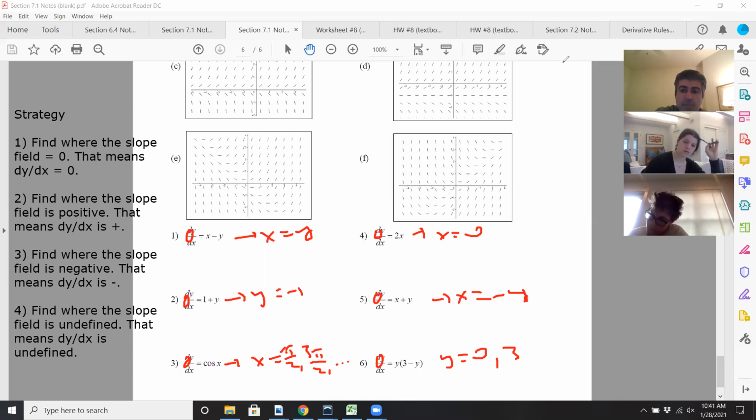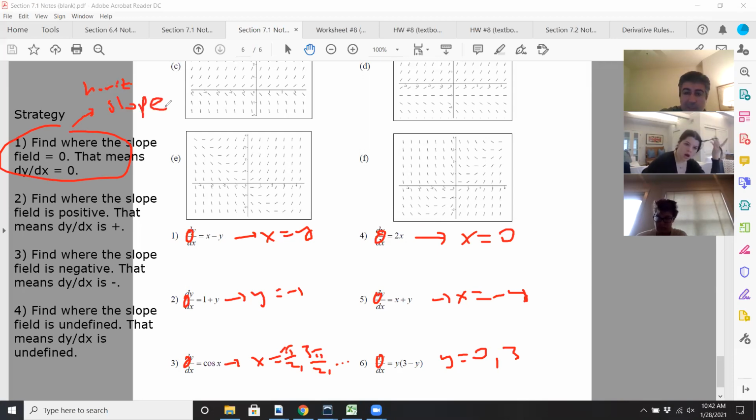So question in the chat. What does number 4 say? So that's a 0, right? Number 4, that's a 0, and x equals 0. So if you let dy over dx be 0, then therefore x must be 0. So it means you're going to have horizontal slopes, right? Because dy over dx is the slope of the tangent line. When that's 0, the slope of the tangent line is 0.